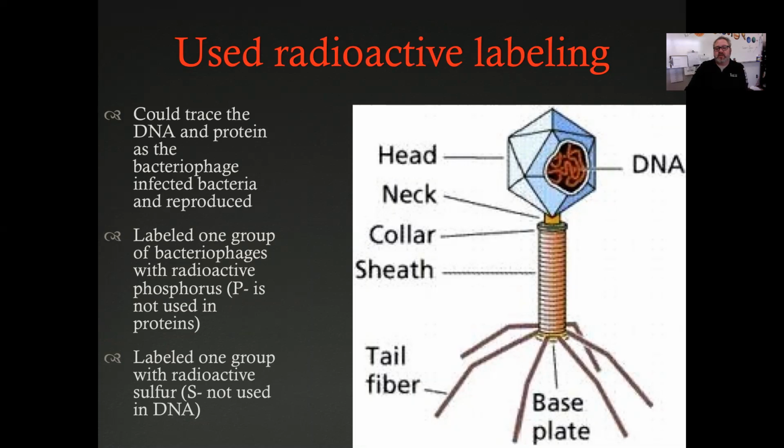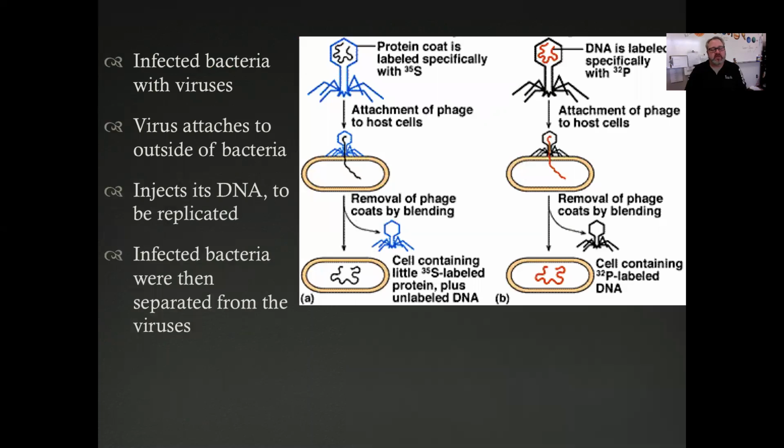Phosphorus is not something that gets used in proteins, and one group used radioactive sulfur. Sulfur is not used in DNA. So phosphorus gets used in DNA, and sulfur does not. This is important to try and keep in mind. All right, so here's what he did.